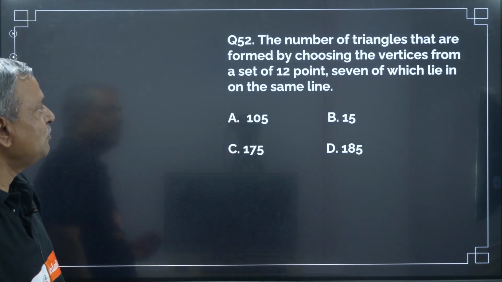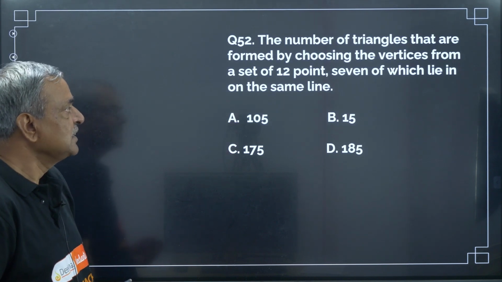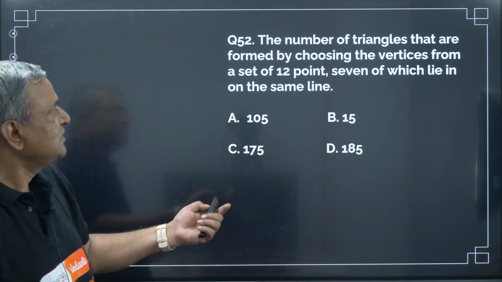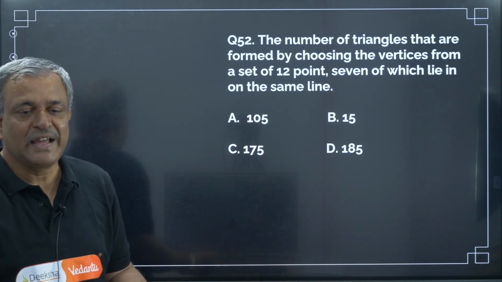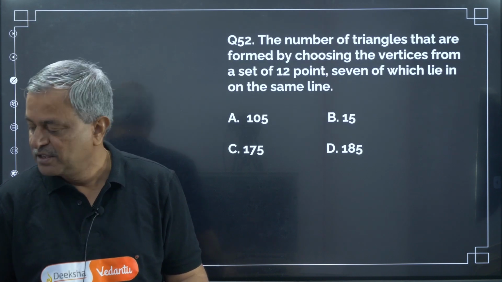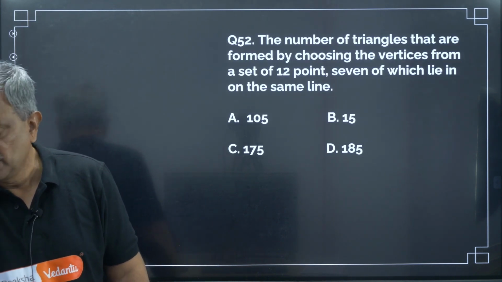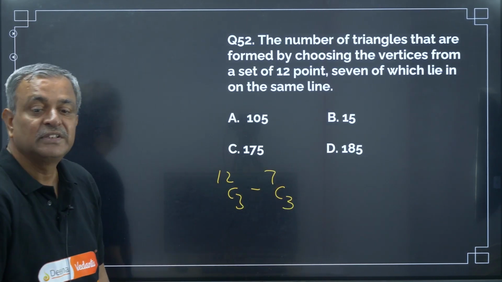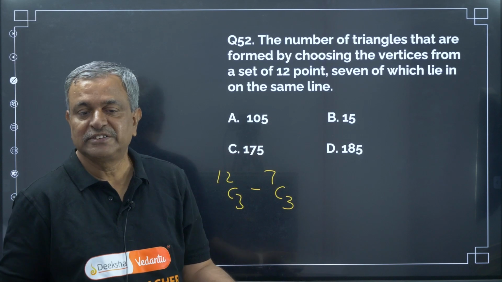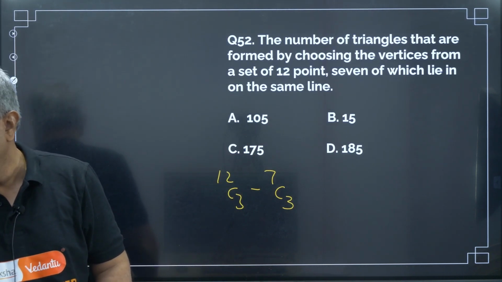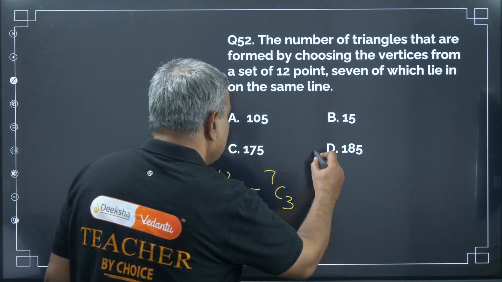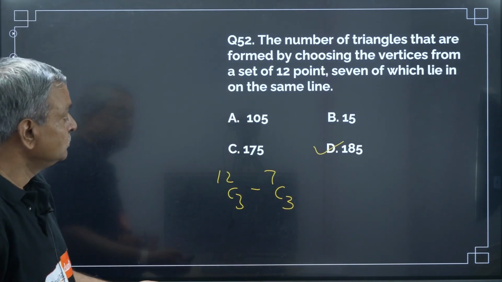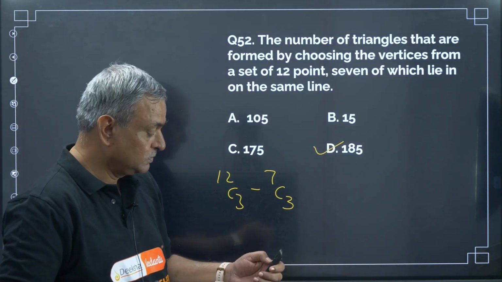Number of triangles that can be formed by choosing vertices from a set of 12 points, 7 of which lie on the same line. Normally, to form a triangle you require 3 points, so 12C3. We have to remove 7C3 because 7 points are lying on the same line. So 12C3 minus 7C3, you will get option D, 185. I am just verifying whether the answer is correct or not.